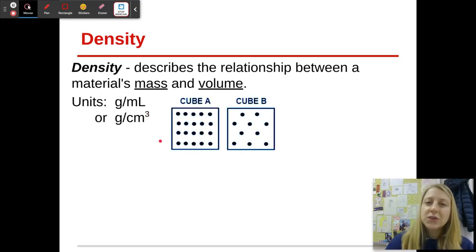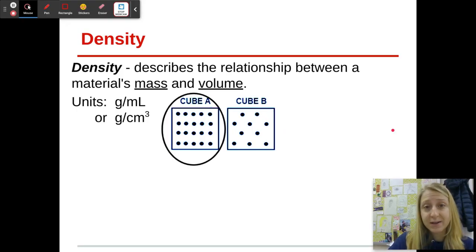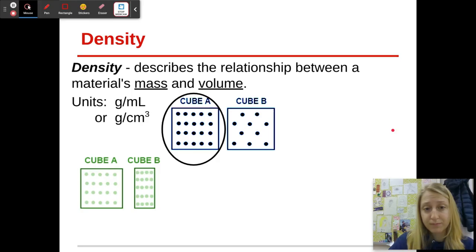Okay. Let's look at a couple of examples, and we'll decide which of these cubes is more dense. In this case, we've got the same volume with both cube A and cube B, but you'll notice that cube A has more stuff in it. There's more dots there. And in fact, they're more densely packed. In cube B, since we have fewer dots in that same amount of space, they're more spread out. So in this case, cube A is going to be our more dense cube.